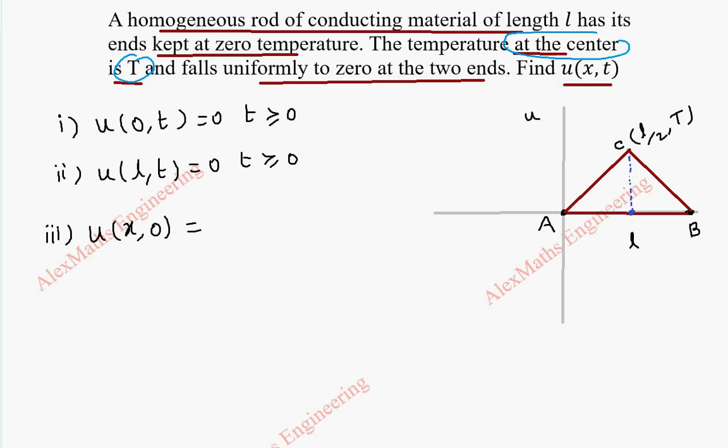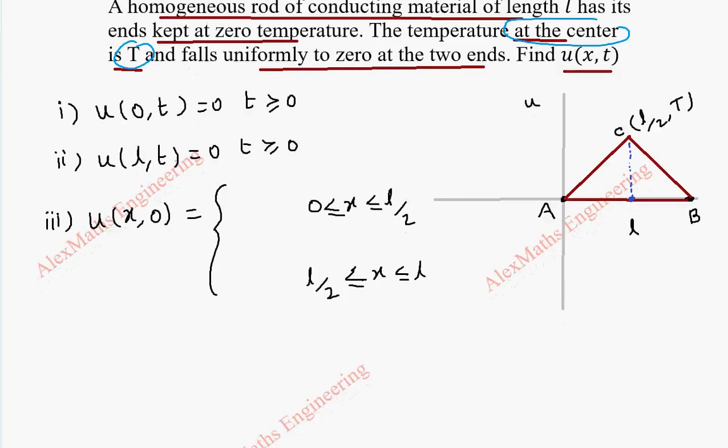Now I have to find the equation of AC and CB, and that will be here our function U of x comma 0. So one will be from 0 less than x less than L by 2 and other will be from L by 2 less than x less than L. And even if I take less than or equal to, it is same. So I have taken less than or equal to in every case because it is also equal to 0. I cannot put only less than. Now let's find the equation of AC.